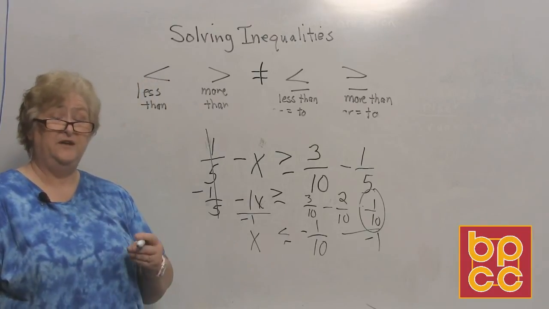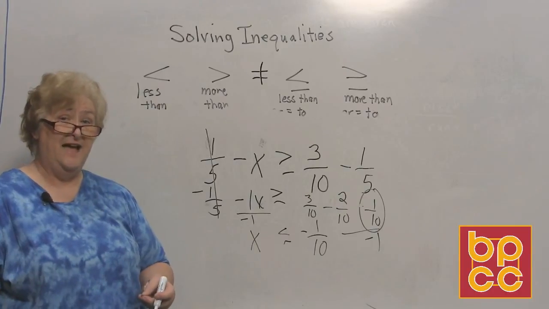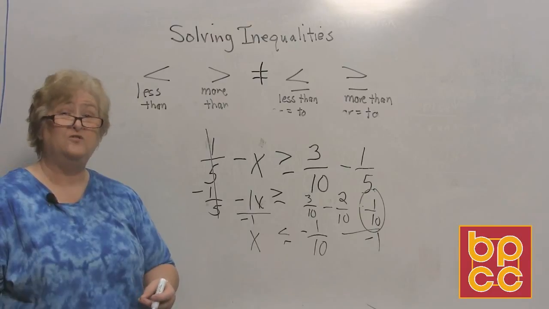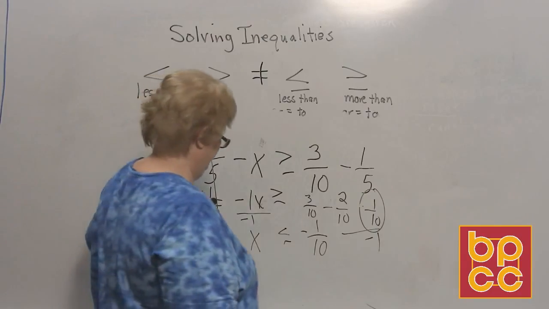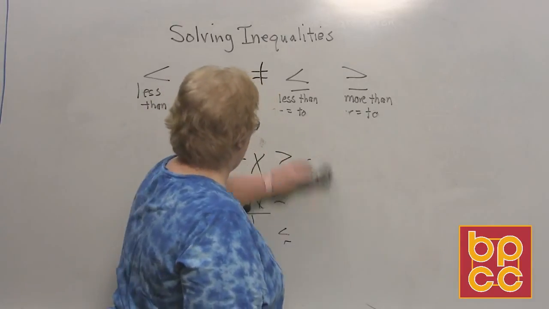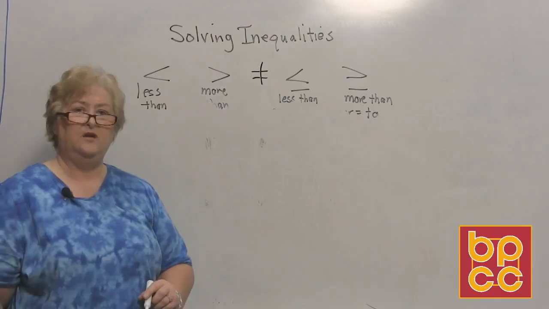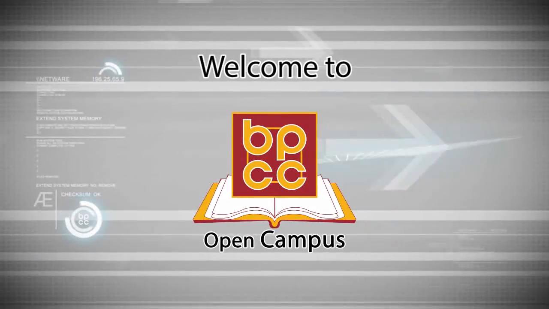So we had 2 things to do on this one. We had to get a common denominator after we made the move, and then we had to divide by a negative number to get the x to be positive, which forced a sign change. All right? Okay, in our next lesson, we'll go just a little bit deeper.